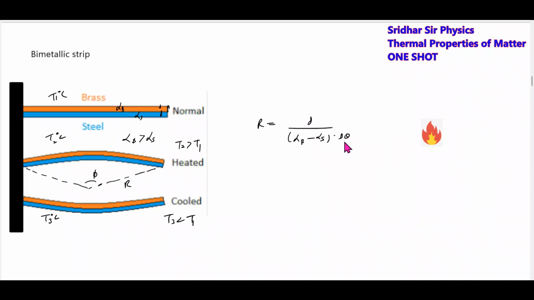So greater the rise in temperature, more curvature it will be. It will bend more. Or greater the rise in temperature, less will be the radius of curvature, or it will bend more. Then greater the difference between alpha and beta, the radius of curvature will be less, meaning it will bend more.